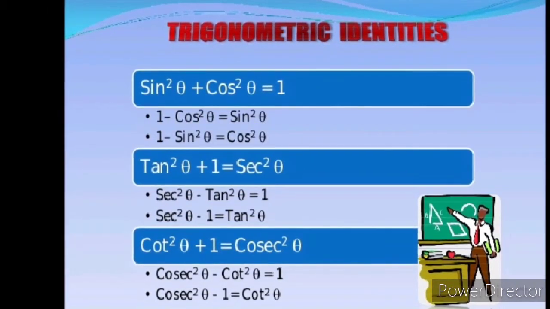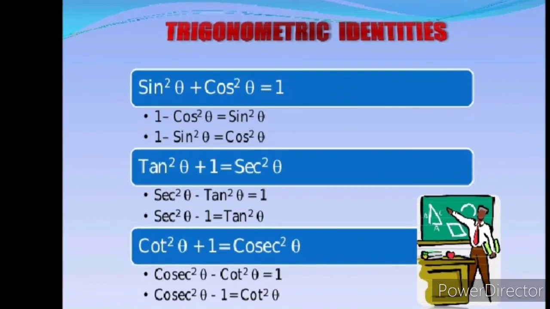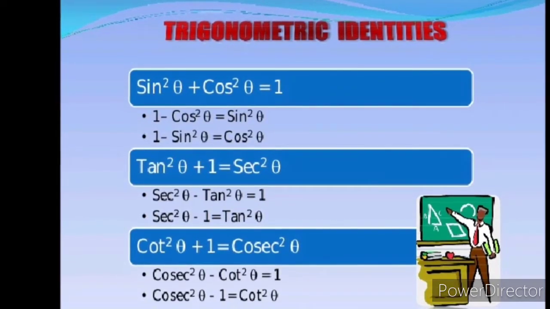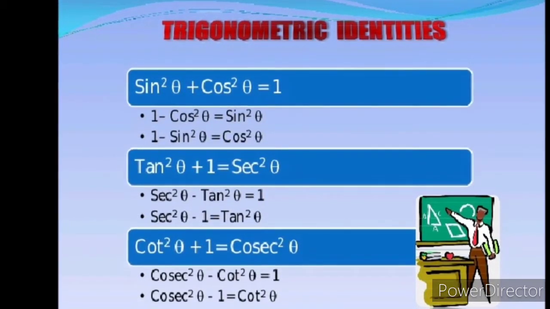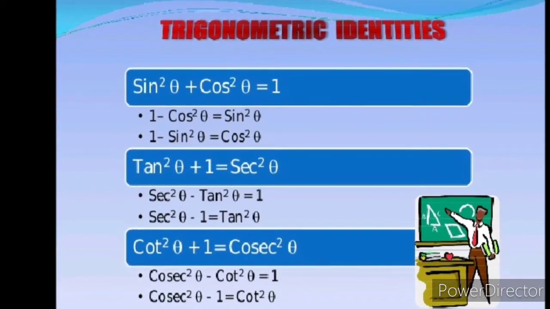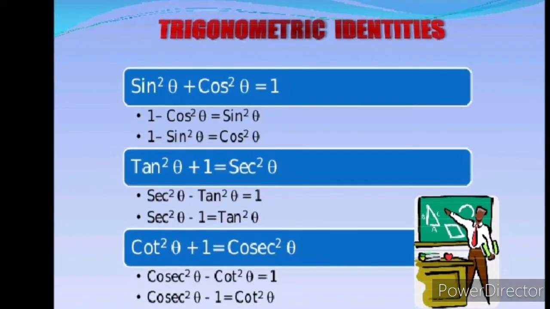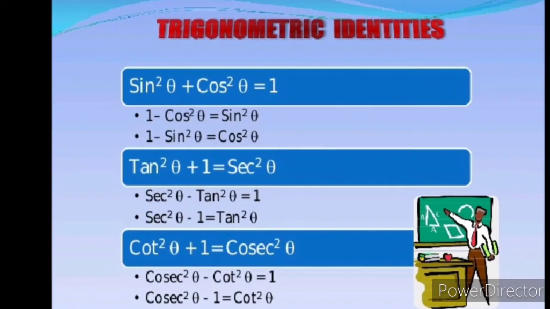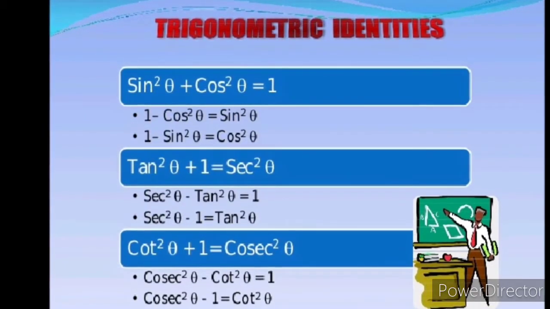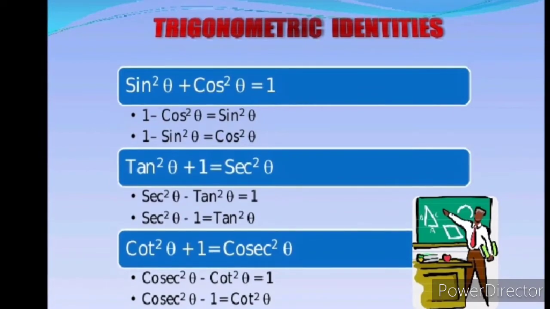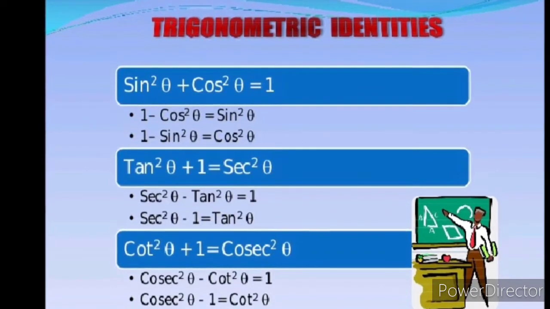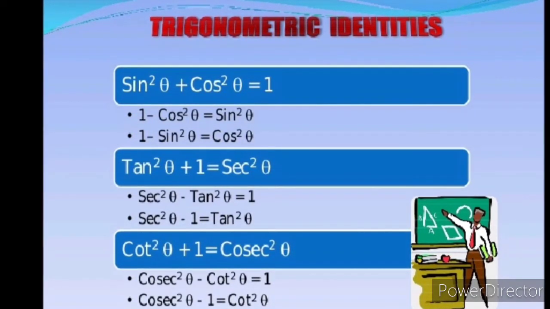Trigonometric identities. An identity equation having trigonometric ratios of an angle is called a trigonometric identity. It is true for all the values of the angles involved in it. We have three major trigonometric identities.